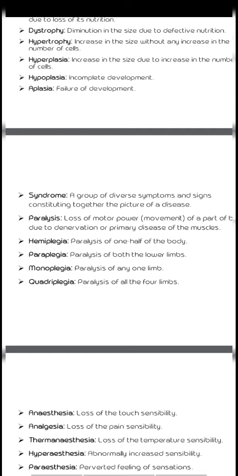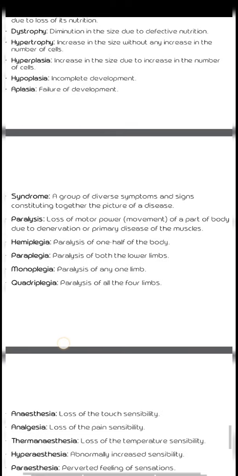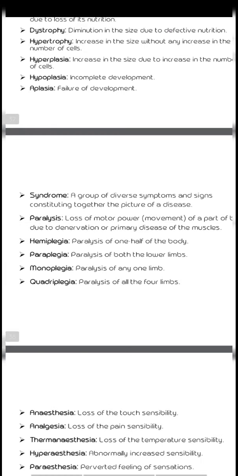Paralysis is the loss of motor power of a part of the body due to denervation or primary disease of the muscles. Denervation means when there is loss of nerve supply to a particular part of the body. Paralysis is further divided into different types such as quadriplegia, paraplegia, hemiplegia.